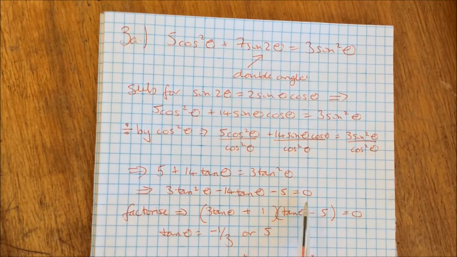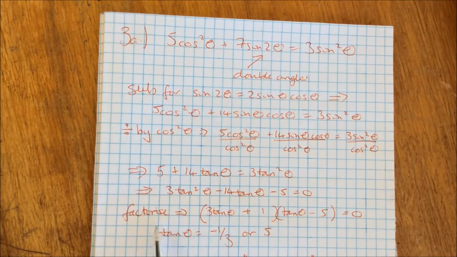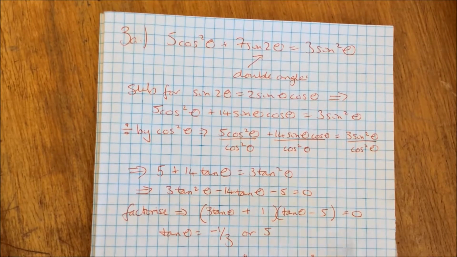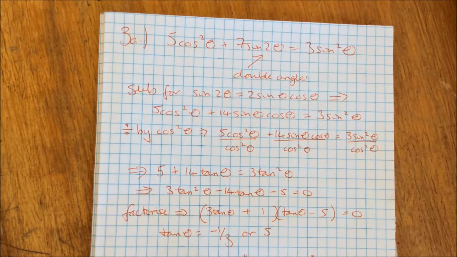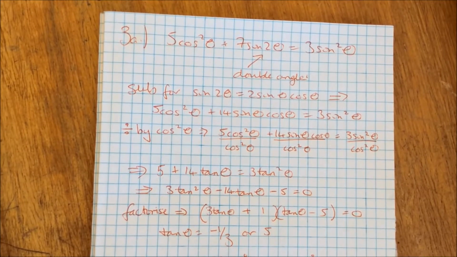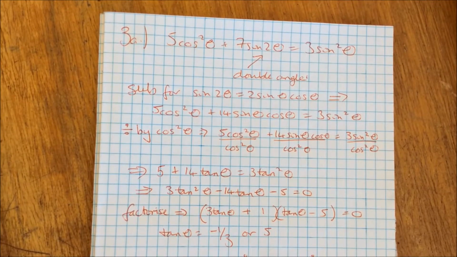It'd be pretty harsh of them to give us one that doesn't factorize. This one does. It goes into 3 tan theta plus 1 and tan theta minus 5 equals 0. So obviously tan theta equals minus a third for that bracket, or tan theta equals 5 for that bracket. Plug those numbers into your calculator. The question only asked for it from 0 to 180, so we haven't got to worry about adding on too many 180 degrees. There's your answers to 2 DPs, and that was worth 6 marks. So even though it looked horrific, it actually wasn't that bad at all. Happy days.